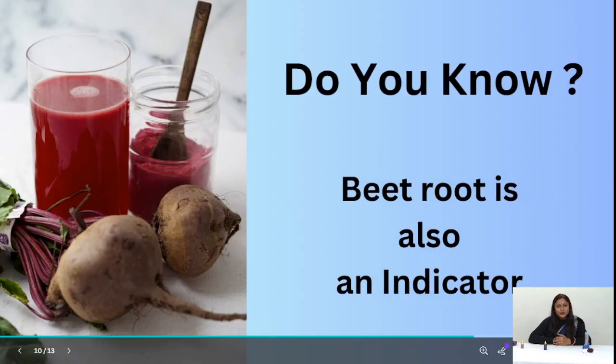Okay, do you know that beetroot is also an indicator? You must have seen beetroot in your kitchen, because these are natural indicators which you will find in nature. And beetroot is especially eaten during the winter season. This is the beetroot which you can use as an indicator to identify which one is an acid and which one is a base. So here kids, you can see that this is beetroot. It is reddish in color.